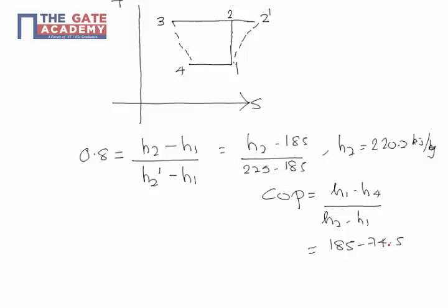Now we know that H3 is the same as H4 because 3-4 is an isenthalpic process, divided by H2 minus H1, which is 220.2 minus 185. So this will give you a COP of 3.14.